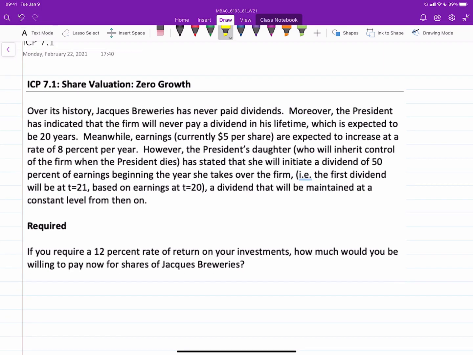So we have a situation here where a company has never paid dividends, and the president of the company says he'll never pay a dividend in his lifetime, which is going to be 20 years. And the company currently earns $5 a share. That's expected to increase at a rate of 8% per year.